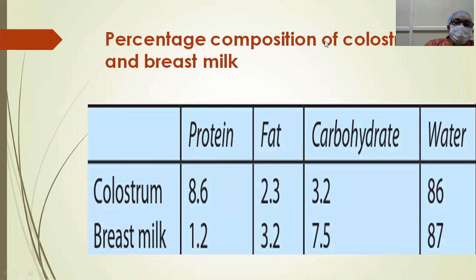So, the comparison of colostrum and breast milk. In colostrum, protein is 8.6% and fat is 2.3%, whereas in breast milk the protein is 1.2% and fat is 3.2%. Carbohydrate is 3.2% in colostrum and 7.5% in breast milk. Water is 86% in colostrum and 87% in breast milk.